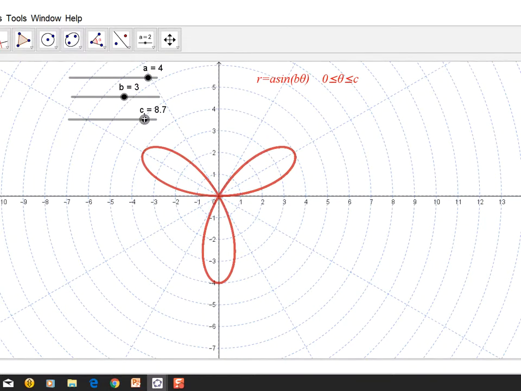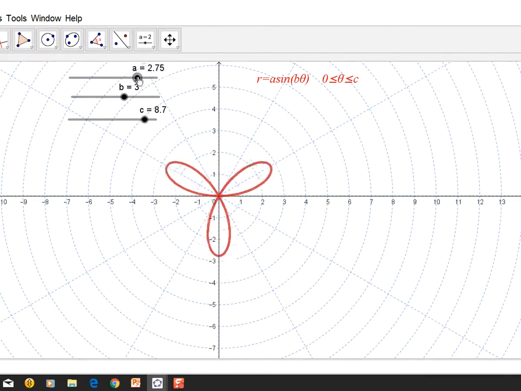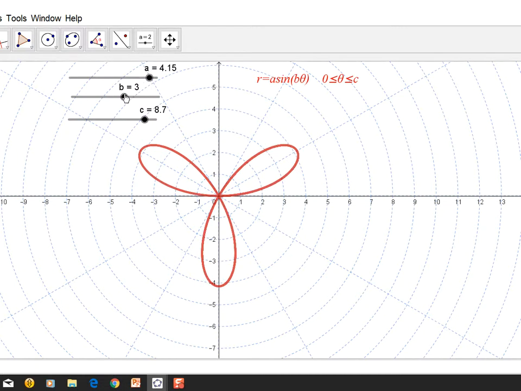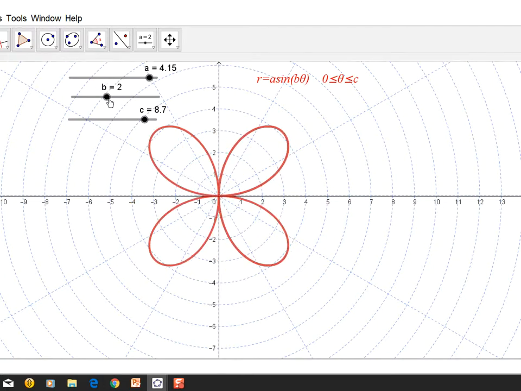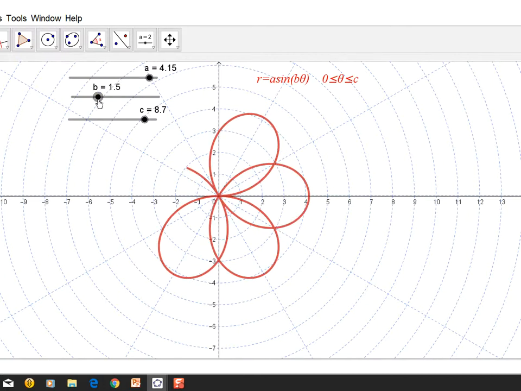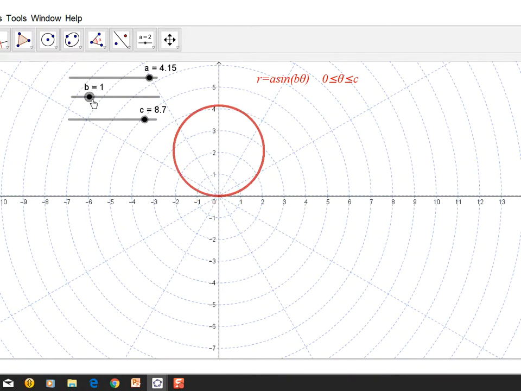I can look at what happens for different values of A and B. Well, A, first of all, you probably guess that what happens with A is that that's an enlargement scale factor, so all that happens is that the petals, if you can call them that, get larger. But B, interestingly, this changes how quickly we get round that full circle. So if I change the value of B, let's say down to 2, see we've now got 4 petals. If I come down to 1, it's just a single one.